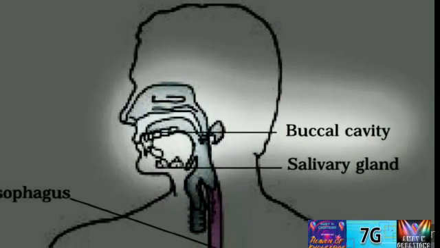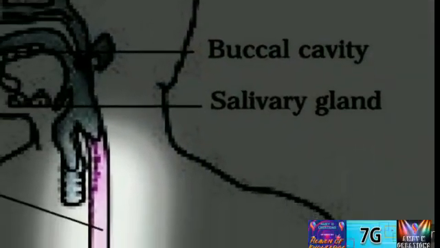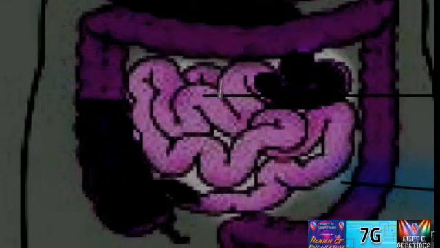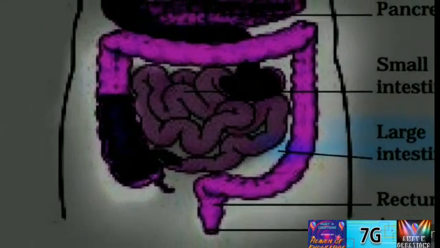The alimentary canal can be divided into various components. The components will be brightened up on your screen. The components are: first, the buccal cavity; second, the food pipe or esophagus; third, the stomach; fourth, the small intestine; fifth, the large intestine; and sixth, the rectum and the anus.